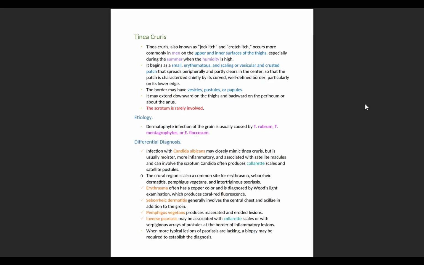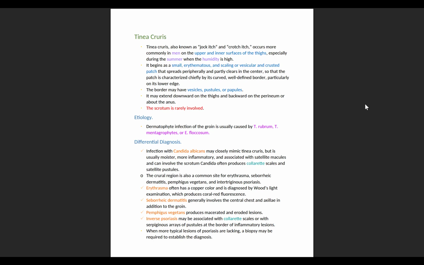It may extend downward on the thigh and backward on the perineum or about the anus. The scrotum is rarely involved, وهذه راح تساعدنا حتى نفرقها عن الكانديدا infection اللي السكروتم ممكن involved بالكانديدا infection.